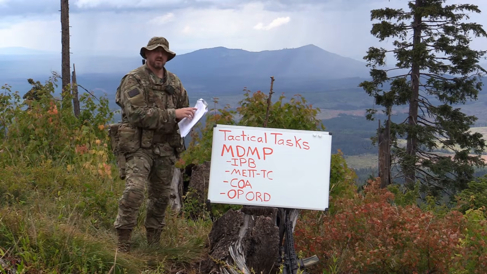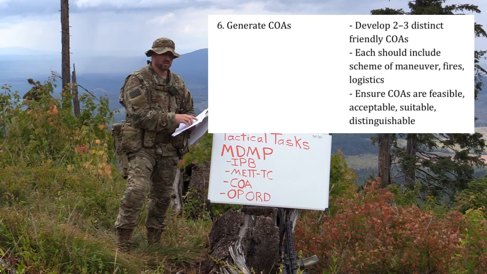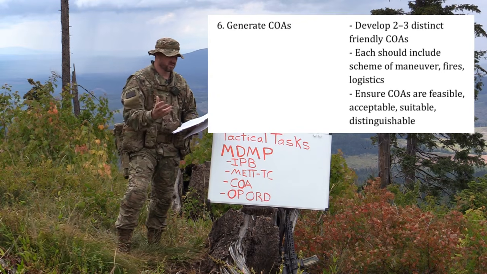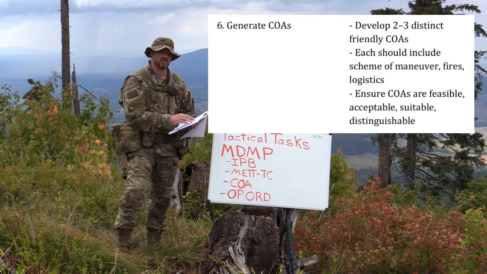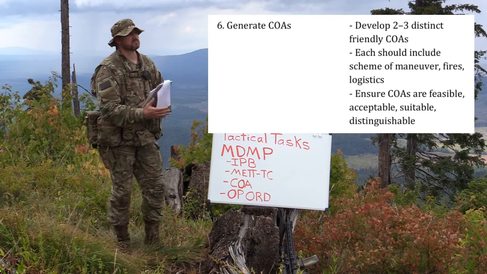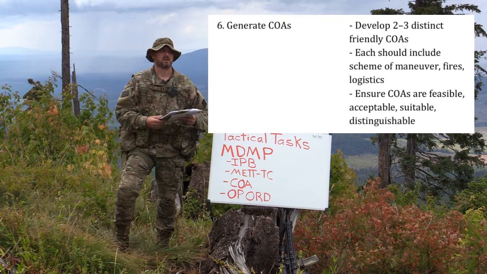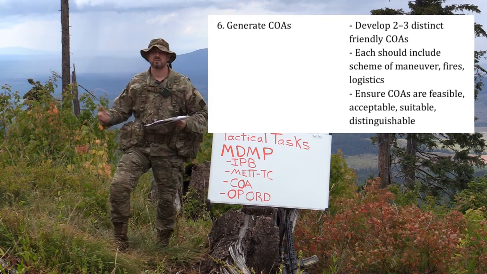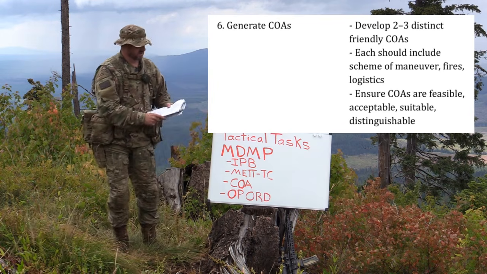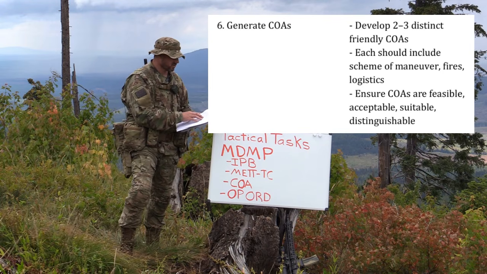Step 6 of the military decision-making process is generate courses of action. And what you want to do is develop 2 to 3 distinct friendly courses of action. What are you going to do? You should look and run through a couple different scenarios. Are we going to attack this way? Are we going to attack this way? Are you going to do this and we're going to do this? Come up with a couple different possibilities. That's step 6. Develop 2 to 3 distinct friendly courses of action.